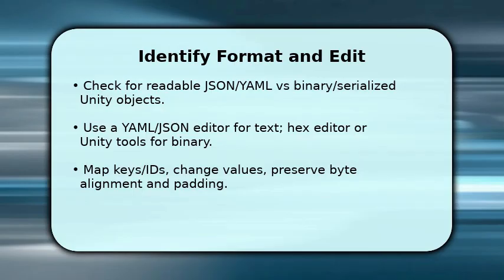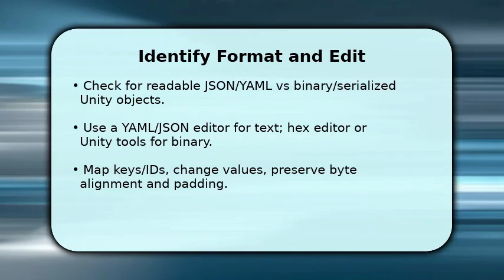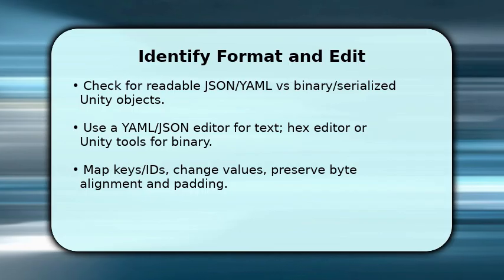Now identify whether the save is text-based or serialized binary. Readable JSON/YAML is straightforward, while Unity serialized objects require mapping. Once done, map keys and IDs so you know which field controls what.